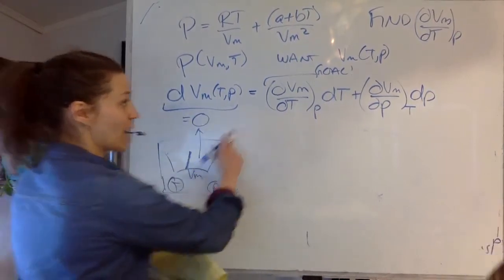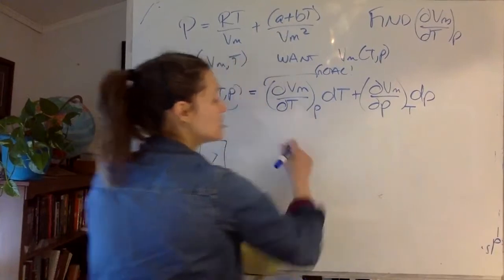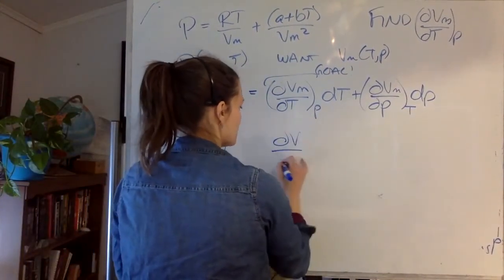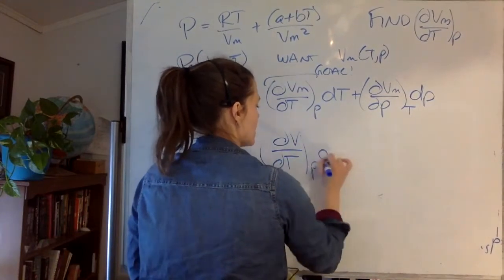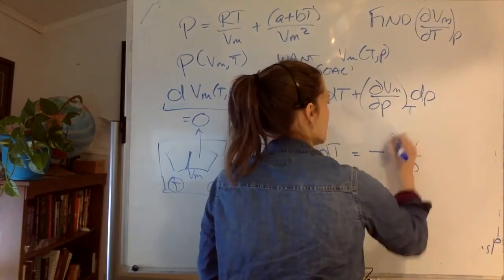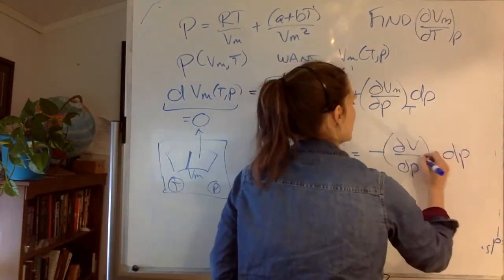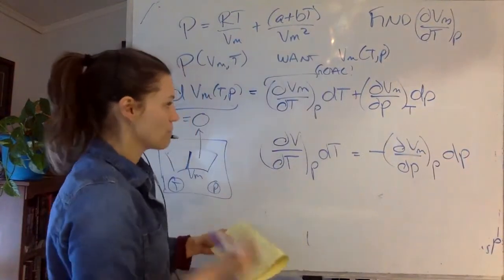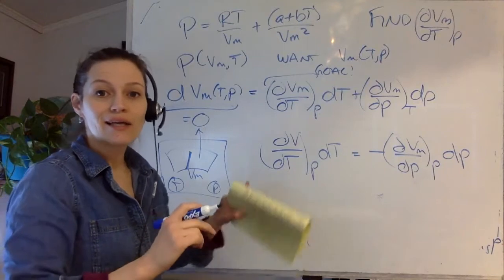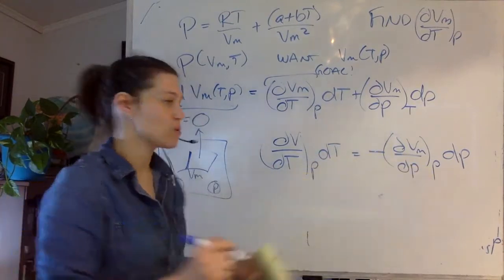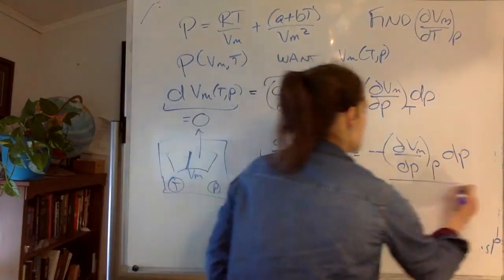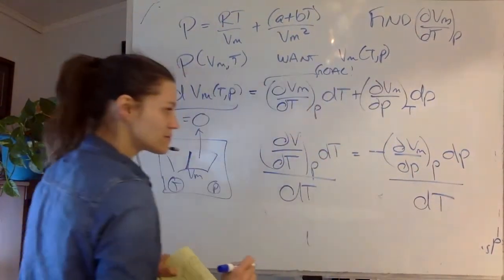Okay, by doing that, this becomes partial V partial T at constant P dT equals negative partial V partial P at constant T dP. Well, now what I can do is say, how does each side change with respect to T?